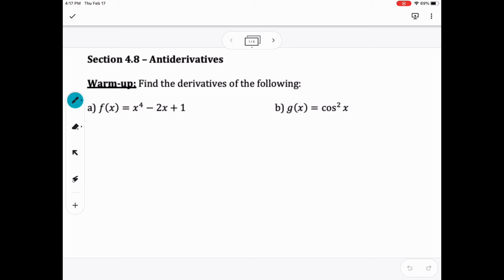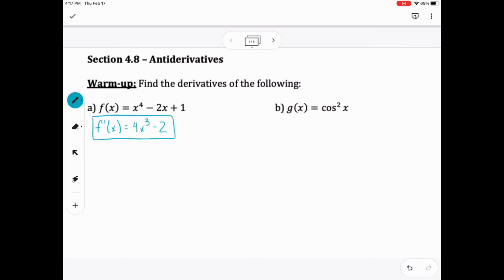Today's lesson is over section 4.8, where we're talking about antiderivatives. Now to start, let's work on a warm-up. So here, take these following examples and find the derivatives. Please stop to give yourself a chance. Right, now that you have given yourself a shot, let's see what those answers are.